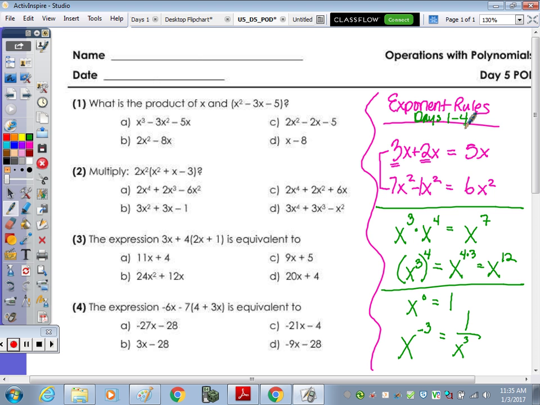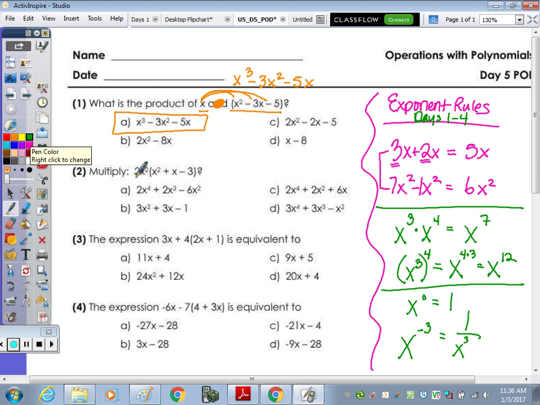So looking at the first question, it says, what is the product of x and x squared minus 3x minus 5? So I'm going to take this monomial, and product means I'm going to multiply that times this trinomial. So x times x squared is x cubed. x times negative 3x is negative 3x squared. And x times negative 5 is negative 5x, which is answer choice A. So using the distributive property, we can multiply a monomial times any polynomial.